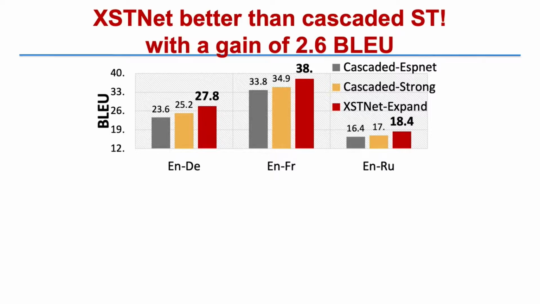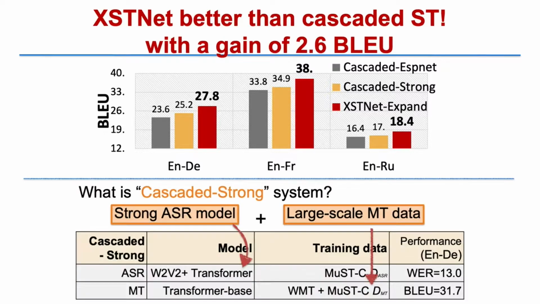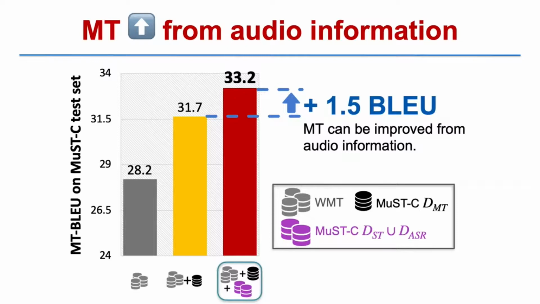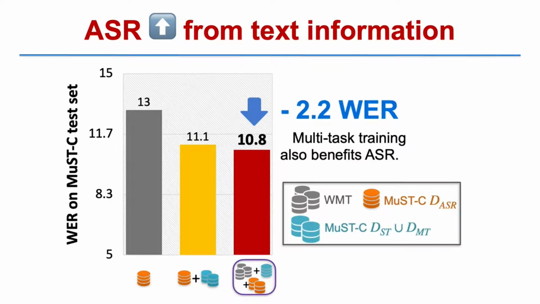We also find that the end-to-end XSTNet Expand model is better than the cascaded model. For a fair comparison, we implement a strong cascaded model with a strong ASR model and MT model trained from large-scale datasets. And we surprisingly find that the MT performance can even be improved by 1.5 BLEU by adopting a multitask framework. We attribute this part of the gain to the audio information. Also, the word error rate is decreased, and these findings verify the robustness of the multitask strategy.